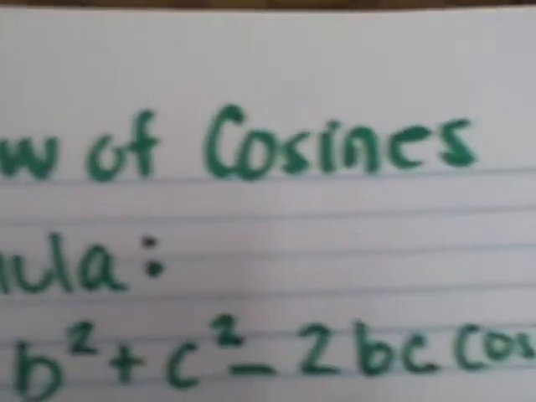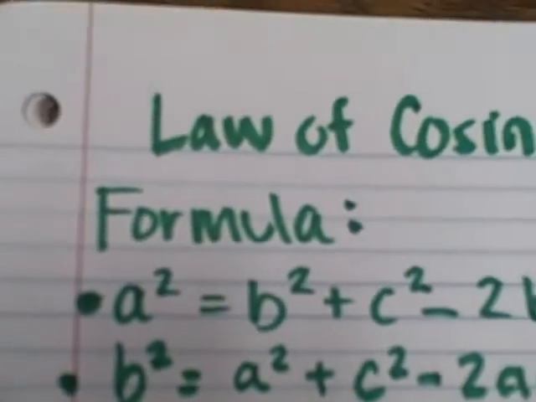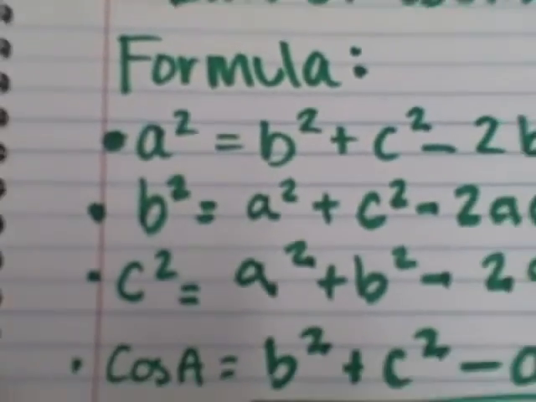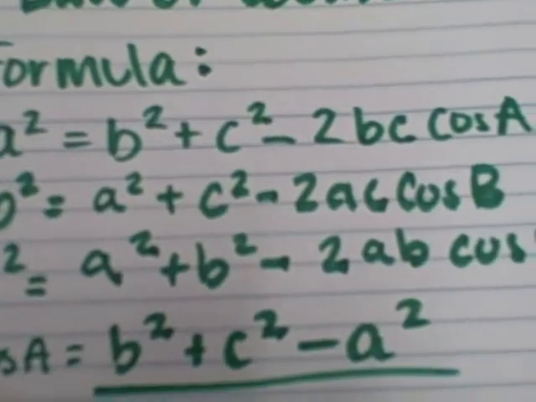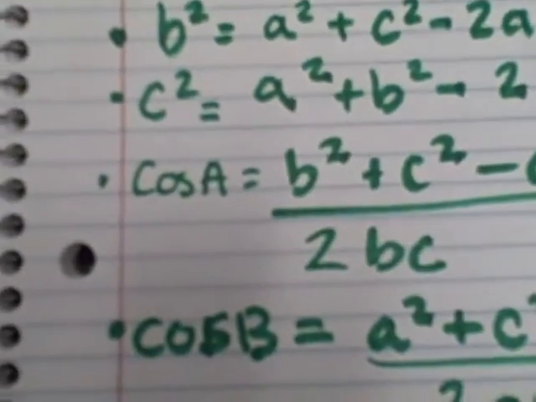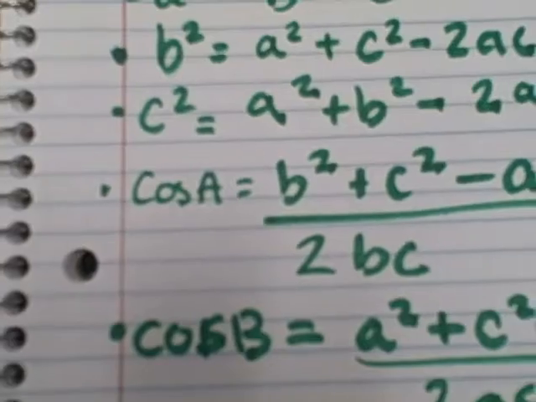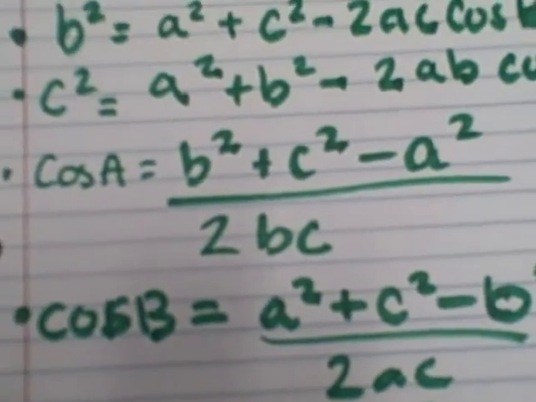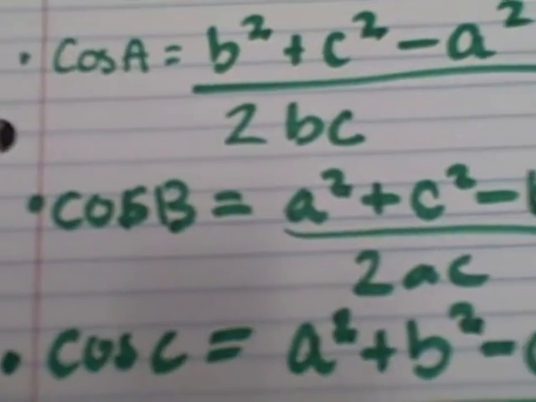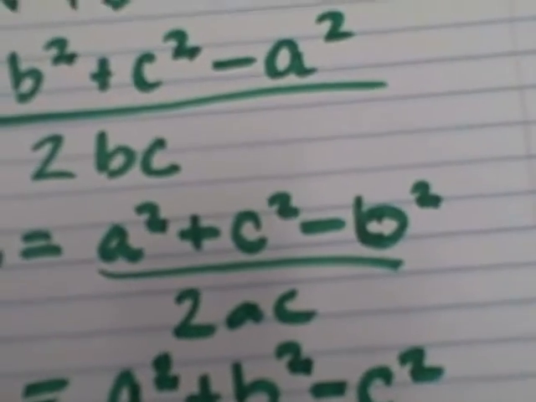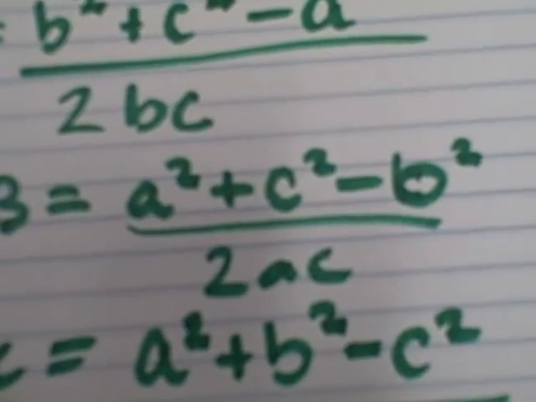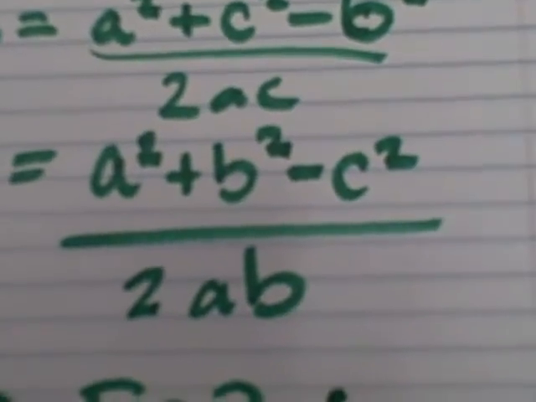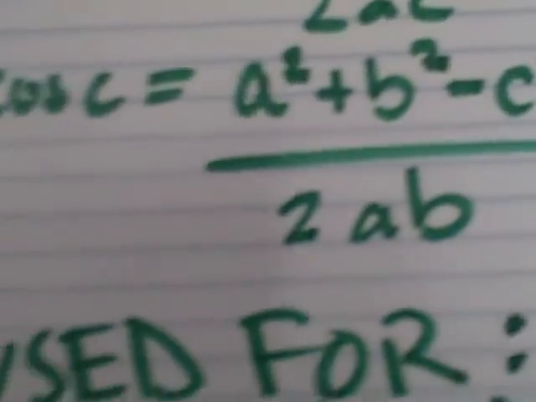I'll be explaining law of cosines. There's two different types of formulas, and the first kind is a squared equals b squared plus c squared minus 2bc cosine A. And when you're finding the angles, cosine A equals b squared plus c squared minus a squared over 2bc. And cosine B equals a squared plus c squared minus b squared over 2ac. And to find cosine C, you use a squared plus b squared minus c squared over 2ab.